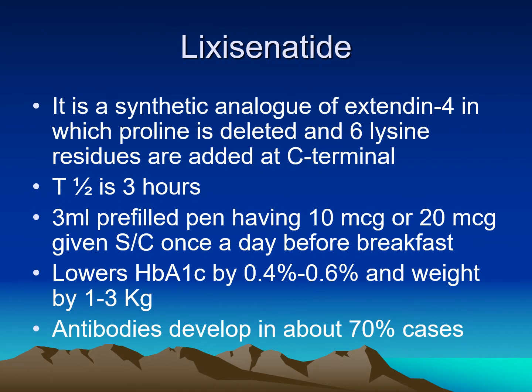Lixisenatide came up later on, which was a synthetic analog, and here the proline is deleted and 6 lysine residues are added at the C terminal of the exendin-4. However, it has a short half-life and is given subcutaneously, 10 to 20 microgram once daily before breakfast. So it is a once-daily drug. Impact is the same, that is 0.4 to 0.6% reduction in hemoglobin A1C and a loss of weight by 1 to 3 kg. Being an exendin-4 derivative, it also developed antibodies in as much as 70% of recipients.